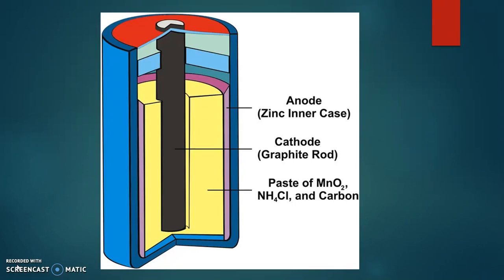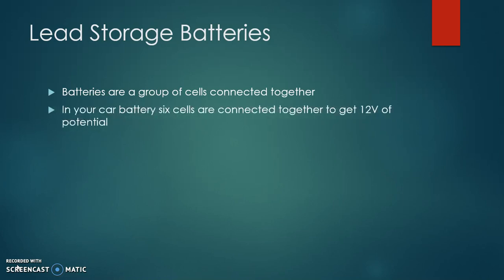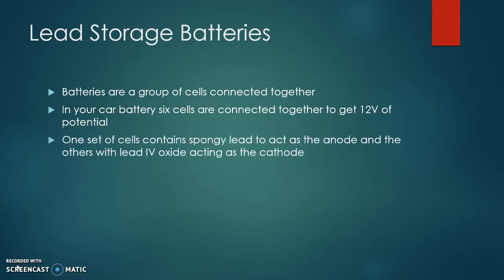Another common battery is a lead storage battery. These are the big, huge block batteries that you see inside your car. It's a group of cells that are connected together where we have lead actually being oxidized and reduced. And again, in order to get the amount of energy you need to get your car going, that big block, there's actually 6 different cells that are connected to get to that 12 volts of potential. So we see that there's a spongy lead acting as our anode, and then there's lead 4 acting as our cathode. So lead is again both oxidized and reduced for this reaction.